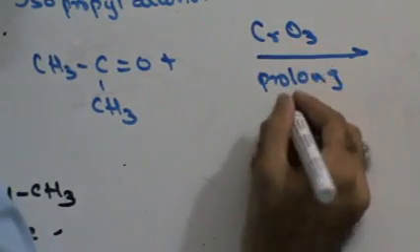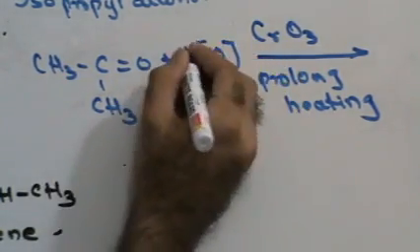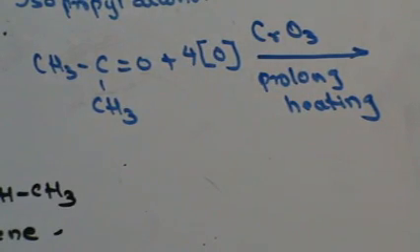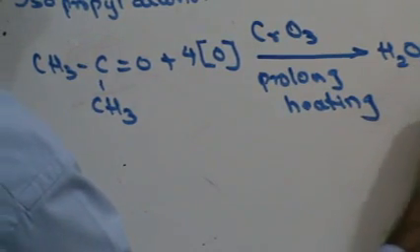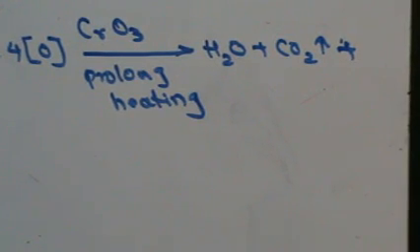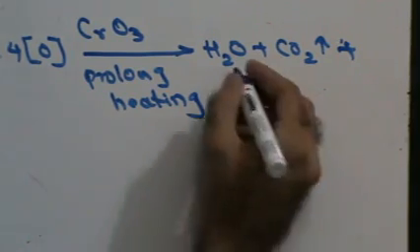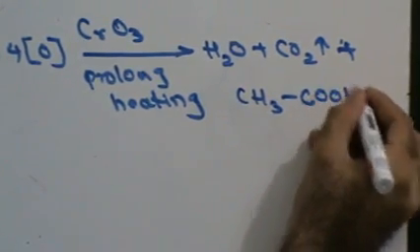Prolonged heating. When you heat it for a long period of time with nascent oxygen, dehydration takes place. You will have carbon dioxide gas evolved. So dehydration takes place, that means 2 hydrogens are out, right? 2 hydrogens are out and 3 oxygens are out of 5. So that leaves you with 2 oxygens. So that will give you CH3, 1 C is out, so COOH, acid.